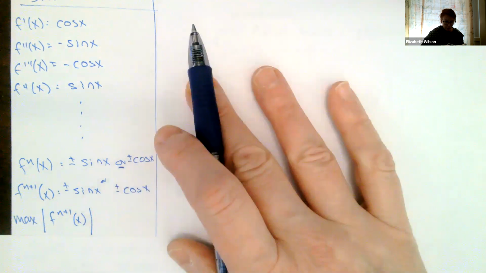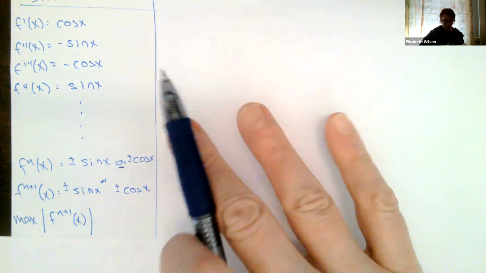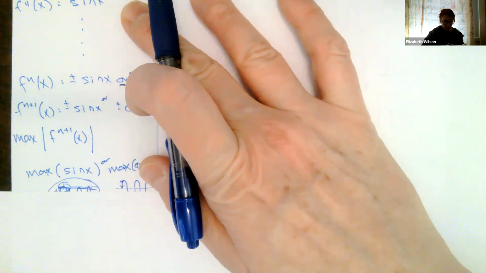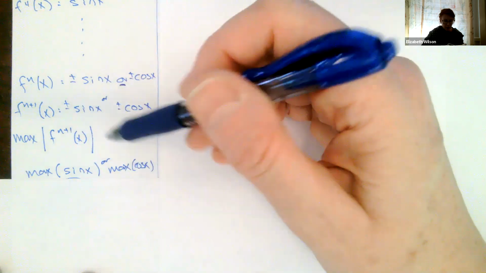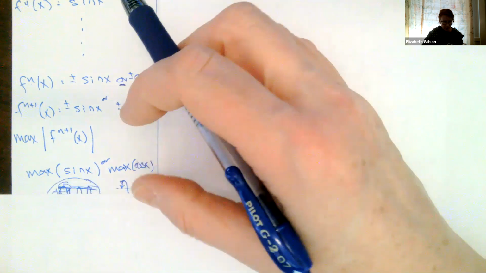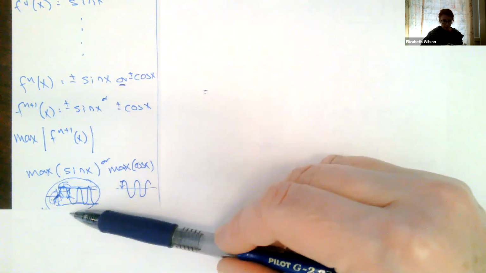I'm going to look at f of n plus 1 of x. When we talk about z, we'll get to z in just a minute, but I'm going to look at x first. So that's basically the max of my sine or the max of my cosine. The plus or minus goes away with the absolute value, right? And I'm looking at how my sine or cosine functions oscillate, right?